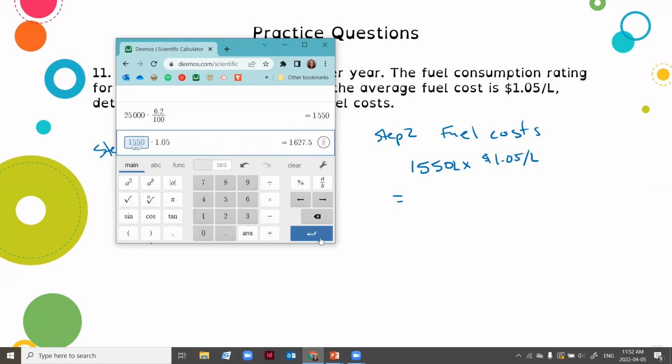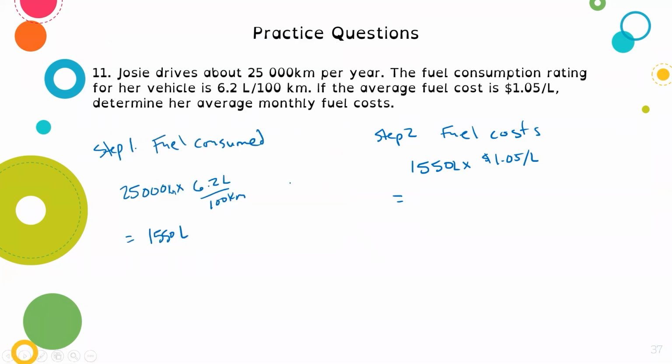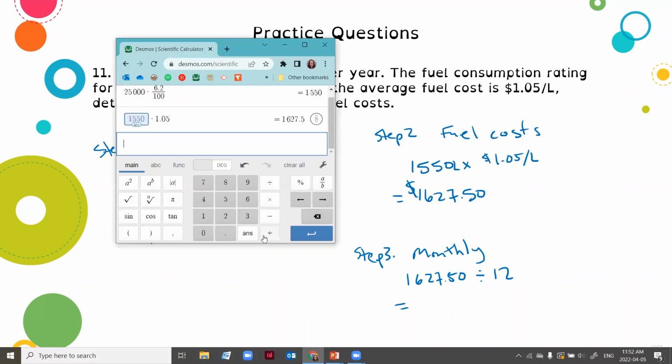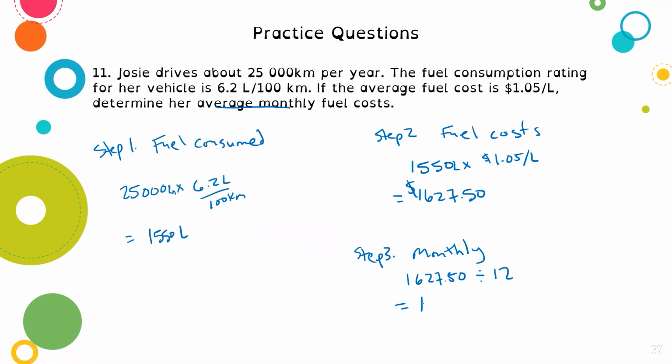Do that on our calculator and we get $1,627.50. And that's how much it's going to cost her per year. But is that what the question asks? So the question says determine her average monthly fuel costs. So then step 3, I almost didn't answer the question. So monthly means this is our yearly. So we do $1,627.50 divided by 12 to figure out our monthly average cost. So it's really important to read your question. So $135.63 is how much money she spent per month on gas, on fuel.